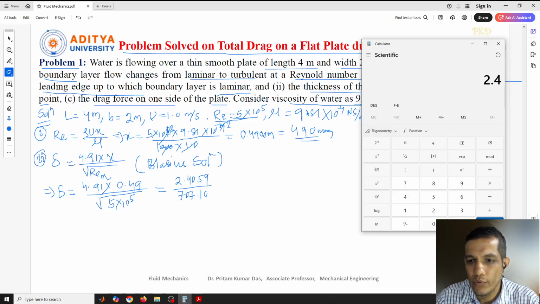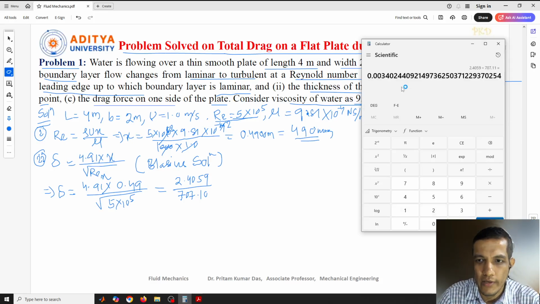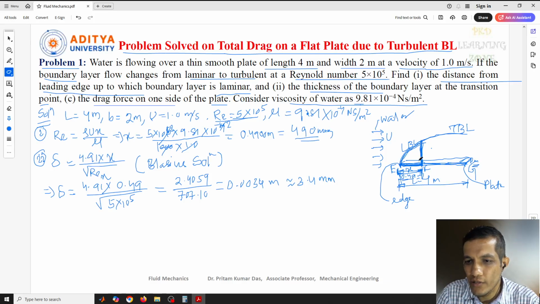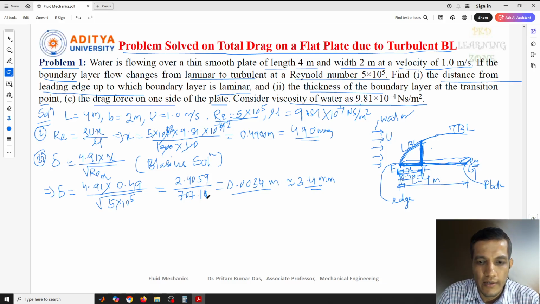Now 2.4059 divided by 707.11 is 0.0034, so we can write this as 0.0034 meter. If you want to write in terms of millimeter, this is 3.4 millimeter. Now the boundary layer thickness here is delta equal to 3.4 millimeter or 0.0034 meter. Okay, this is the first one.